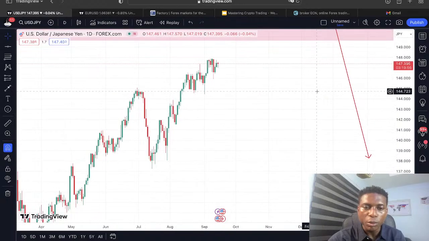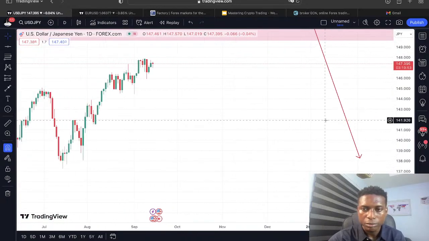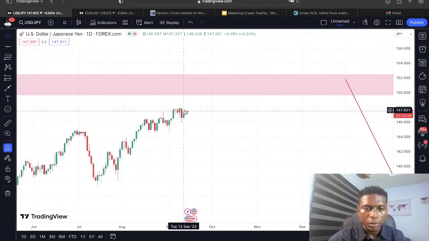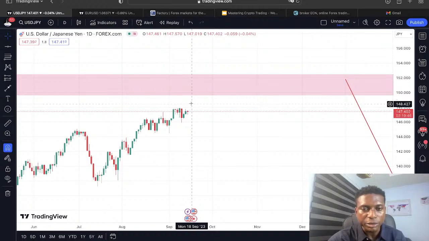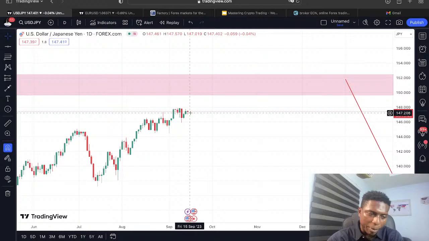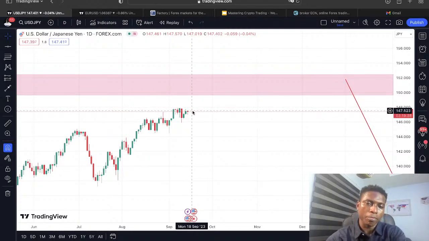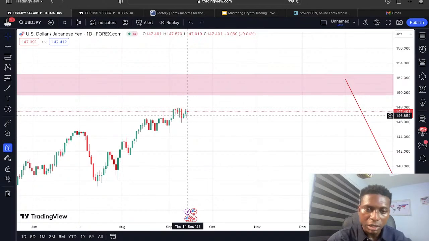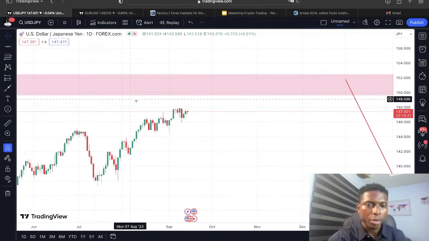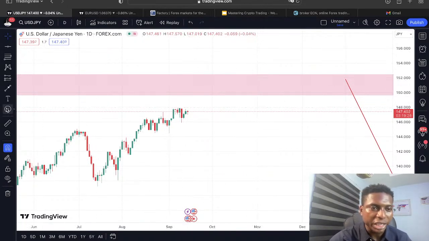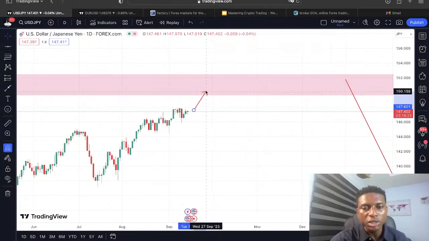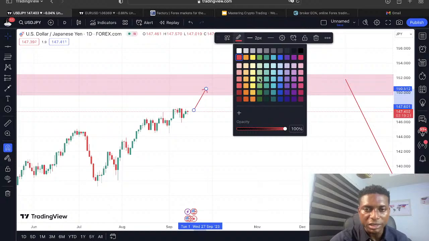So for USD JPY, we are expecting price to touch this level. So of course you can still buy USD JPY at this level. So USD JPY is a buy. The projection is to see USD JPY get to this level of resistance.